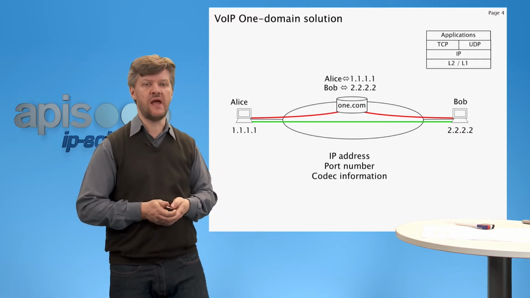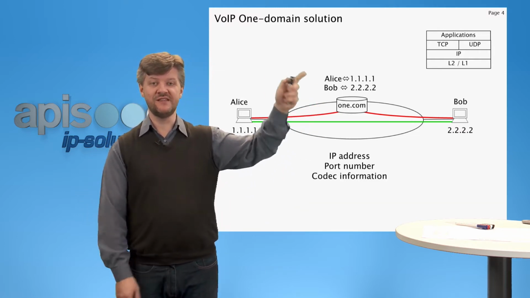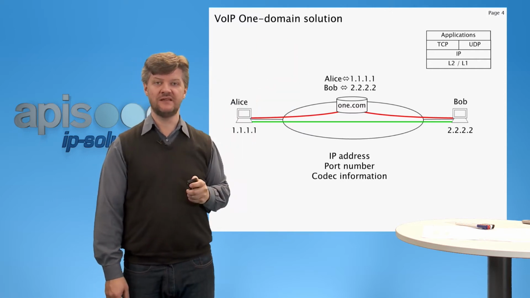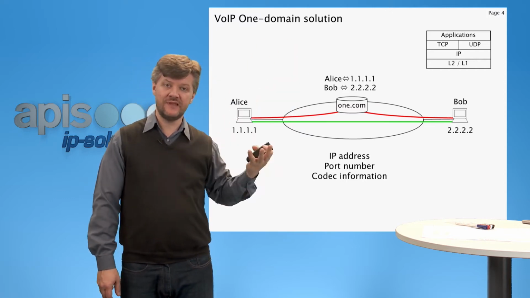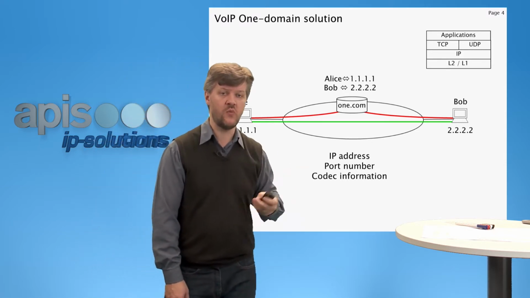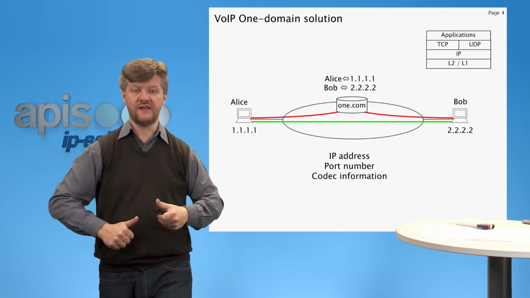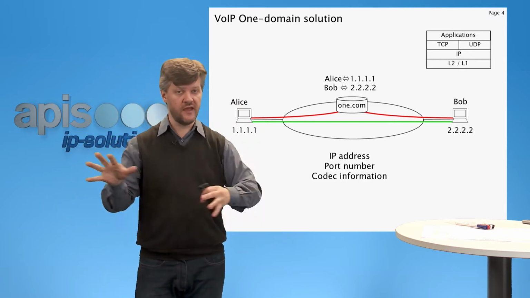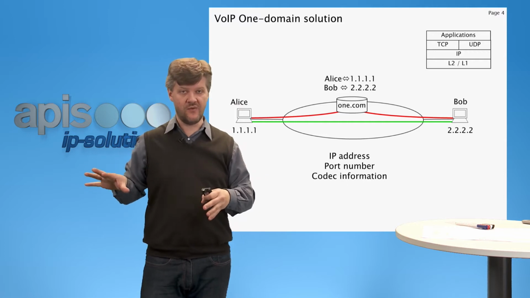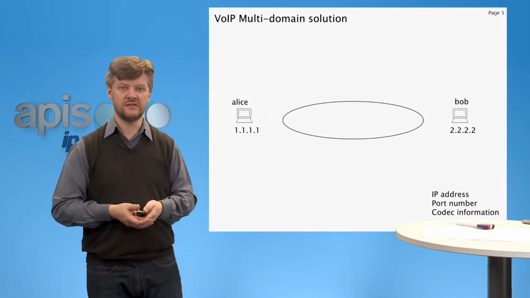This is all good and well for the operator called one.com. You see the title here? It says one domain solution. It's not a one domain world. There are more than one operators in the world. If you're one.com, perfect in the one domain world. For all the other operators, not so good. We need to move to a multi-domain world.